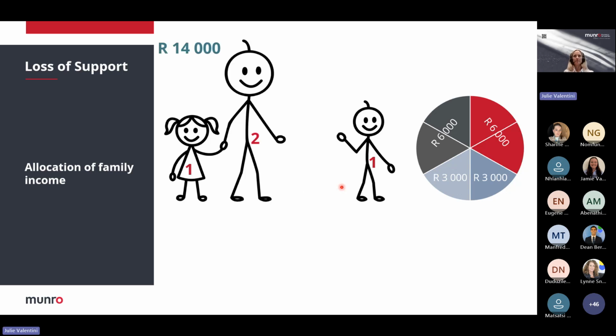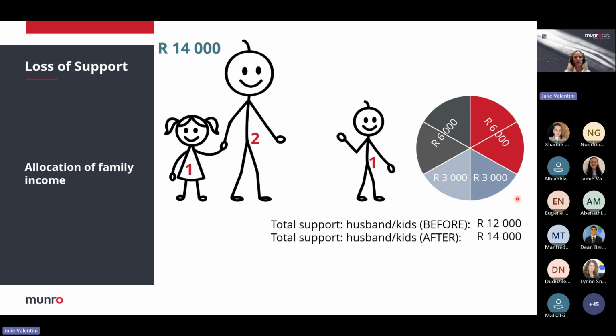If we now consider the alternative that it is not the father who passed away, but the mother who passed away, the support that the father and the children were getting before the accident was also 12,000 Rand. Okay, he was this dark grey segment, and then they're the two lighter greys. It was also 12,000. But now, how much support are they getting after the accident? Well, he's got 14,000 Rand that is available. So they actually financially have more now that the accident has occurred than they had before the accident.